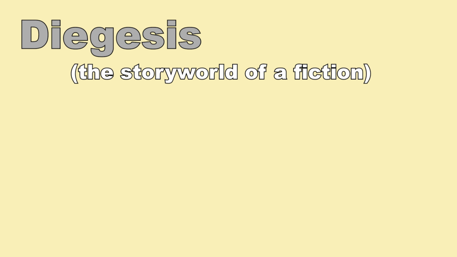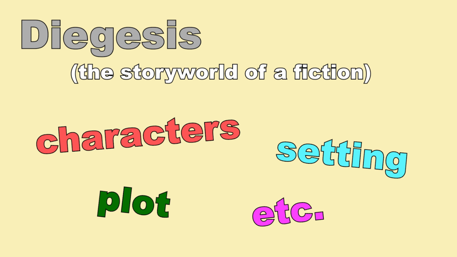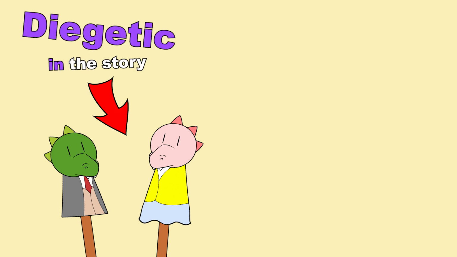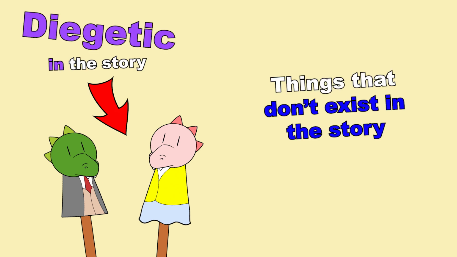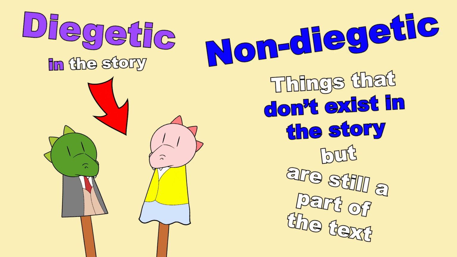Diegesis simply refers to the story world of a fiction. Everything that happens in a story, the characters, the setting, the events, all of that good stuff, is what snooty academics call the diegesis. We call things that exist in the story diegetic, and things that don't exist in the story, but are otherwise still a part of the text, non-diegetic.